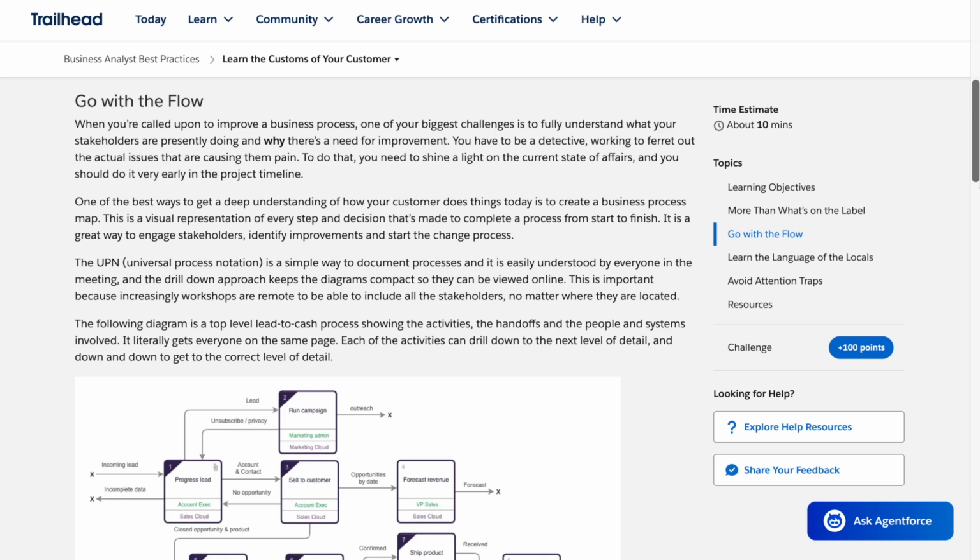This is important because increasingly, workshops are remote to be able to include all the stakeholders, no matter where they are located. The following diagram is a top-level lead-to-cash process showing the activities, the handoffs, and the people and systems involved. It literally gets everyone on the same page. Each of the activities can drill down to the next level of detail, and down to get to the correct level of detail.